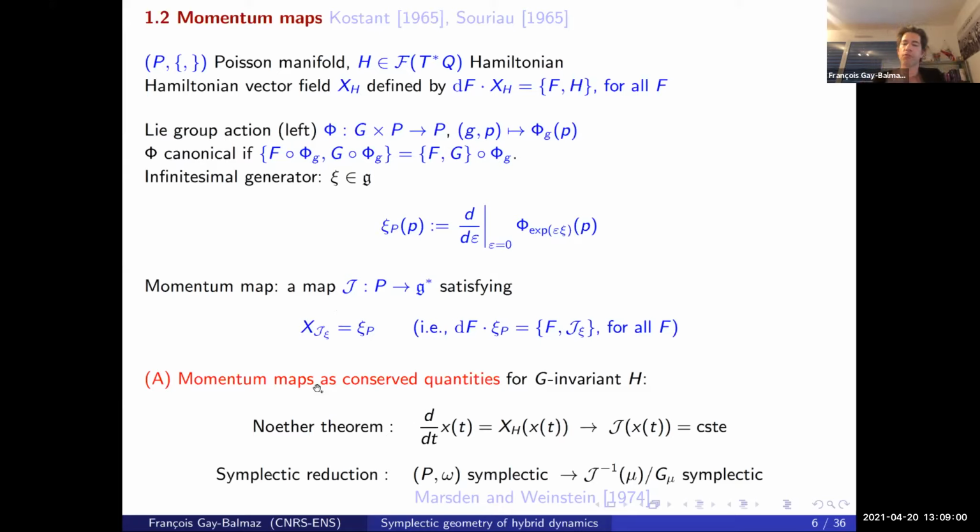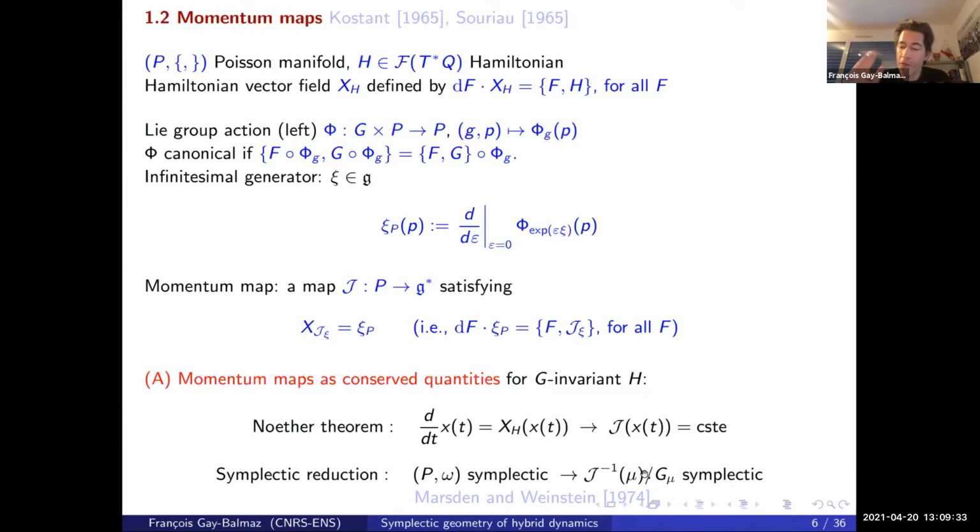So this map is crucial in classical mechanical systems, right? It's mainly useful as a conserved quantity from Noether's theorem. It's well known that if you have a G invariant Hamiltonian system, then the momentum map, if it exists, is preserved. It's also very useful if you want to reduce the dynamics on a smaller phase space if you have some symmetry, which is known as symplectic reduction, as introduced by Marsden and Weinstein.